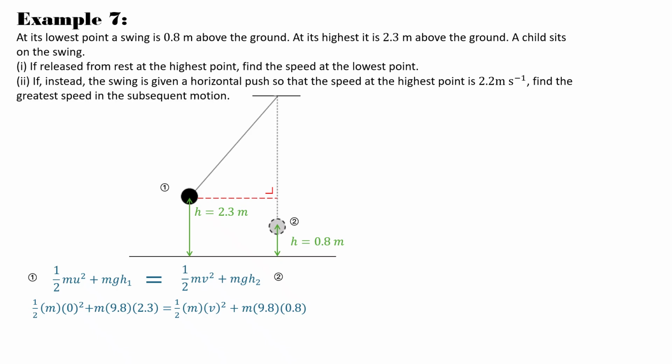We don't know the mass, but again, it actually doesn't matter. The mass is not going to affect our final answer. So the mass doesn't actually have any impact, so those m's can be divided out. I'm going to get rid of that piece there. And then we're left with this sum here, which is 9.8 by 2.3 is equal to half v squared plus 9.8 by 0.8. Working that through, we get v squared is equal to 29.4. So v is equal to the square root of that, which works out as 5.42 meters per second.